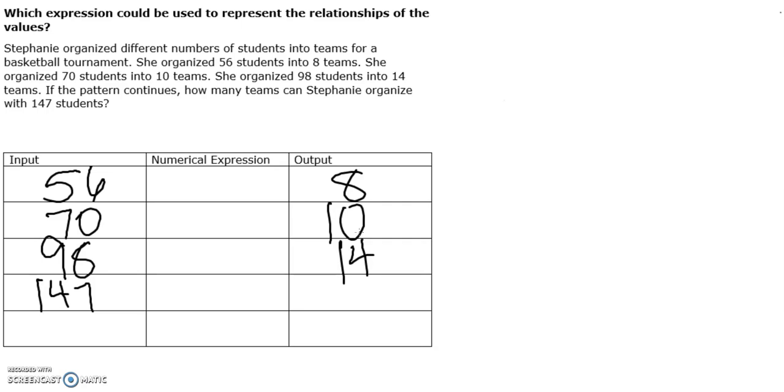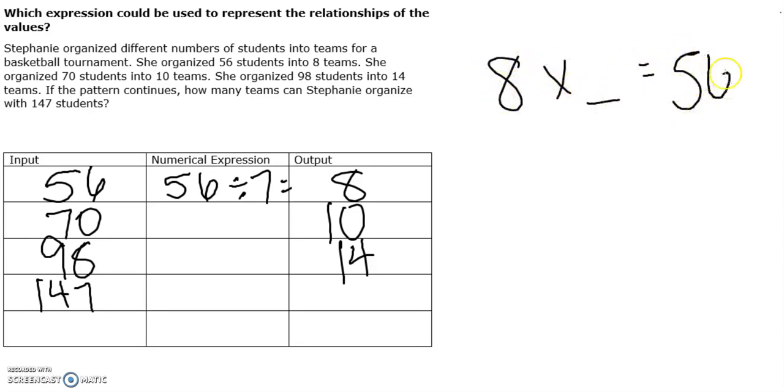When we think about the situation, she's taking students and she's separating them into teams. When we separate objects or people into equal groups, we divide. So 56 divided by 7 equals 8. We could have solved that with 8 times blank equals 56. We know that 70 divided by 7 equals 10. 98 divided by 7 equals 14.